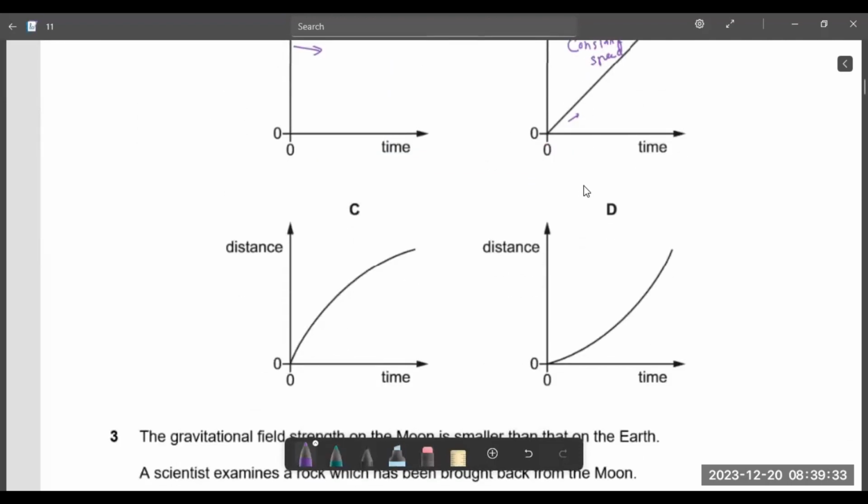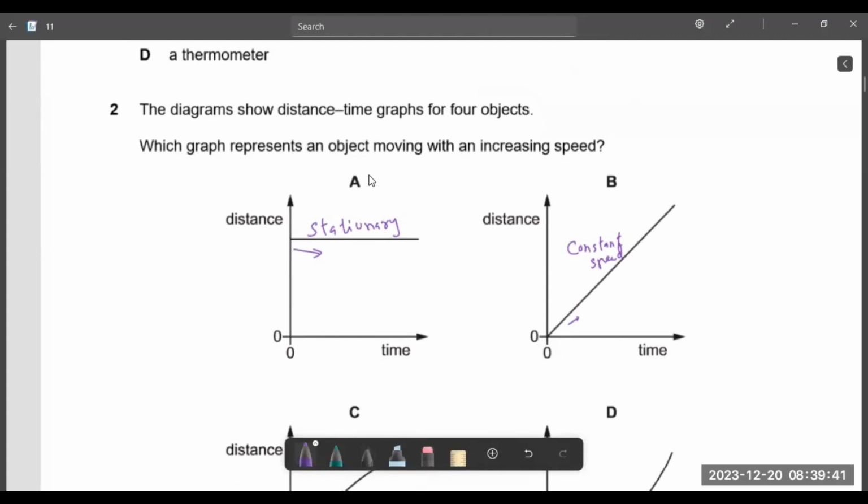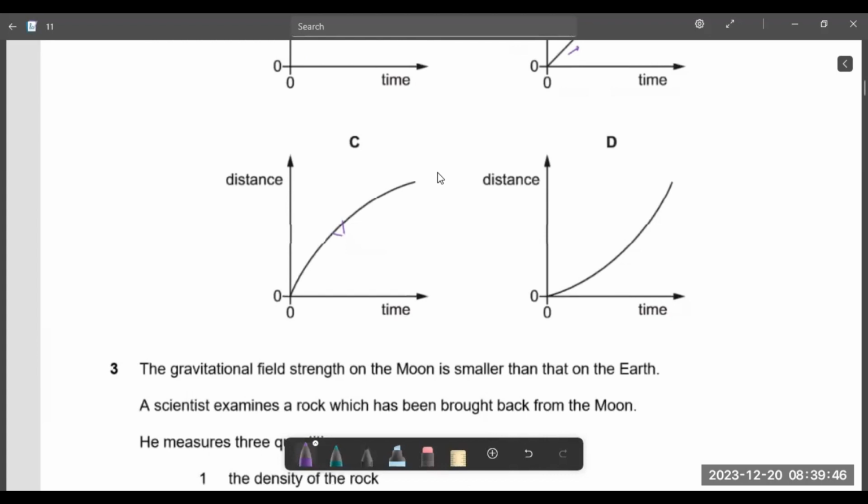Next, here we can see the gradient is not increasing. The question is, which graph represents an object moving with increasing speed? So starting there is an increase, but after some point, the speed is not increasing. The gradient is not increasing here. But this graph, it is accelerating. That means the speed is increasing. So the right choice is D.